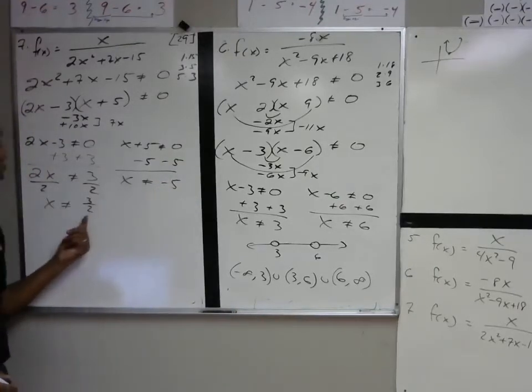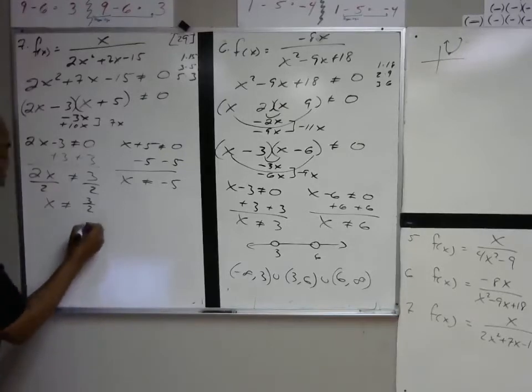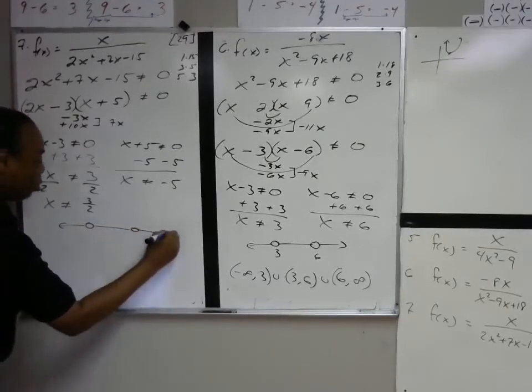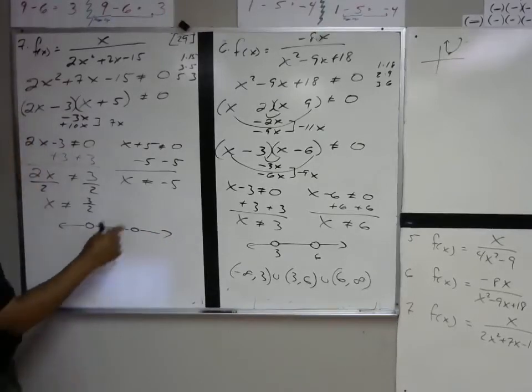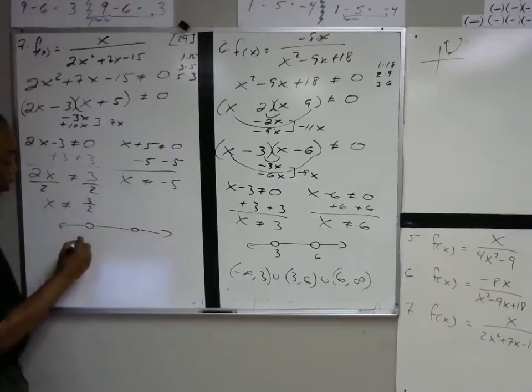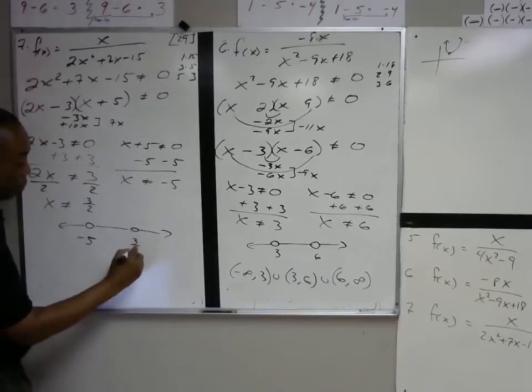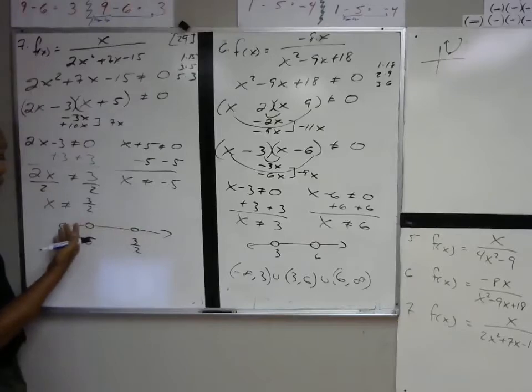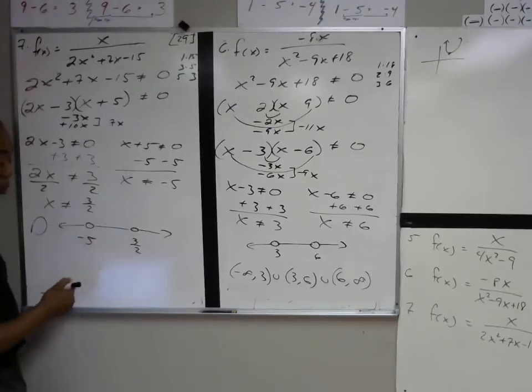Now, let's put these two on the number line. On the number line, -5 will be on the left side, whereas 3 halves will be on the right side. And that's how the graph would look if you're looking at the domain as a number line. You'll see these two gaps where these two numbers cannot be used.